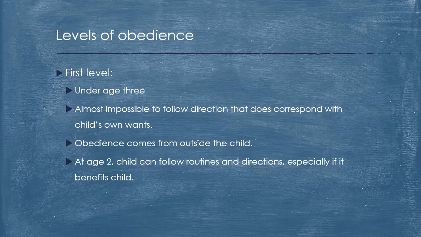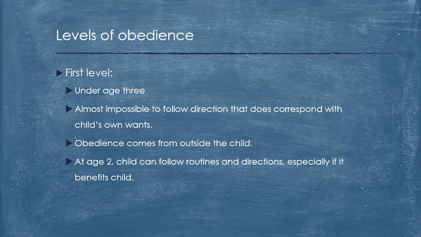Obedience definitely plays into where they are within the plane of development. Under the age of 3, they're in the first level. It's almost impossible for them to follow a direction that does not correspond with what they want. So you have to figure out what the child wants and how to get them to do what you want based on what they want. So if there's a positive outcome for them, then they'll probably go along with what you're asking. But if they don't see any value in what you've asked them to do, they're not going to do it.